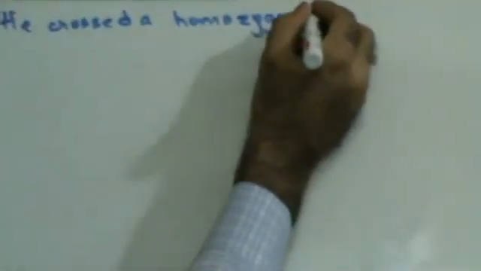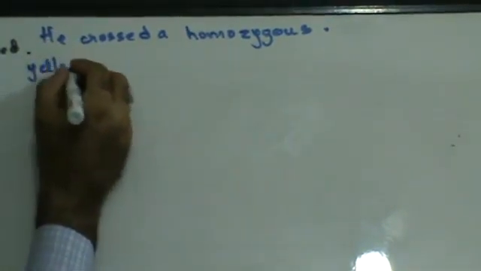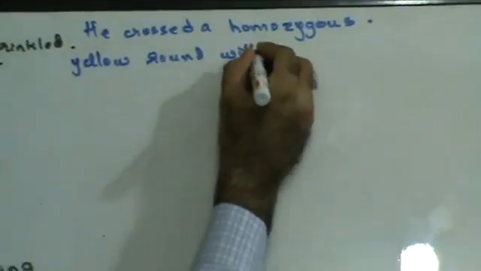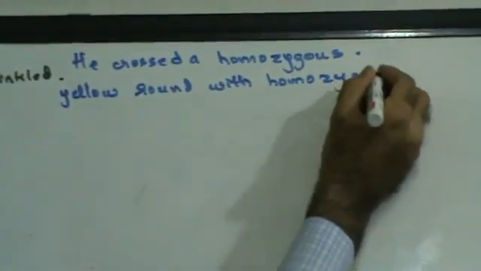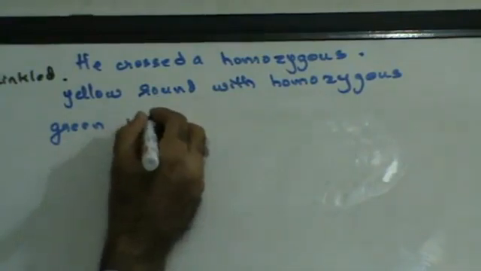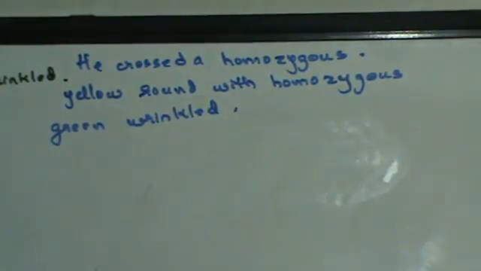Now what did Mendel do in the dihybrid cross? He crossed a homozygous yellow round with a homozygous green wrinkled. Right, now as each parent was homozygous for both the characters of the seed, that is the color of the seed and the seed shape, they produce only one type of gamete, right?